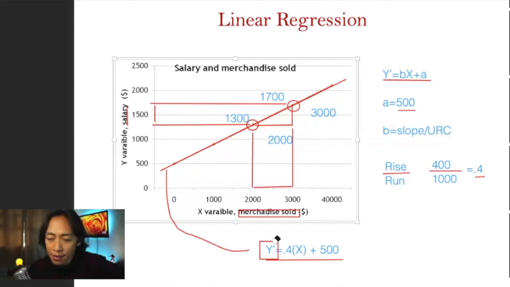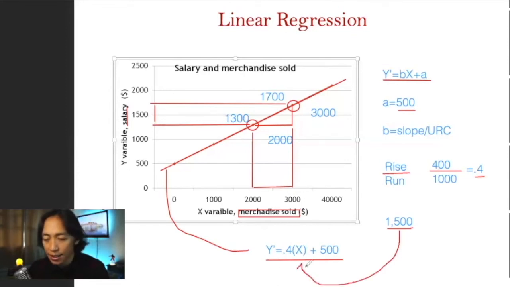So let's say, for example, we have a new employee who in his first month sold 1,500 worth of merchandise. The question is, how much should he earn? That would be easy if we have this linear equation, because all we have to do is plug in our 1,500, the value of merchandise sold, into our x variable. The x variable represents any number of merchandise sold. With that, we can compute. If we plug that in, the predicted value of y is equal to 0.4 times 1,500 plus our y-intercept, 500.